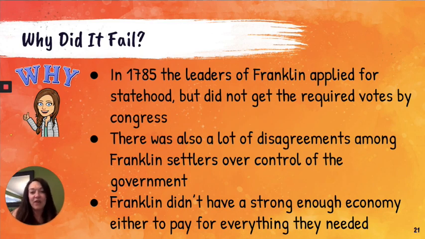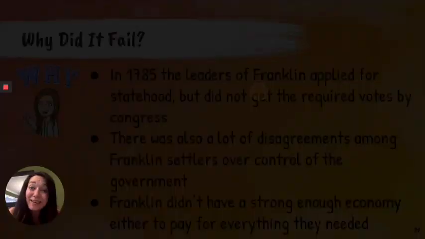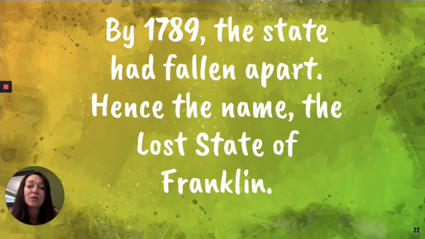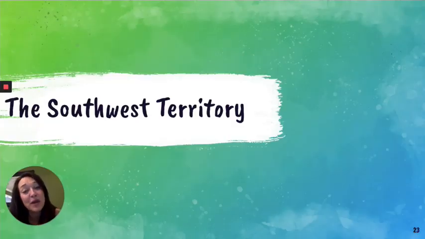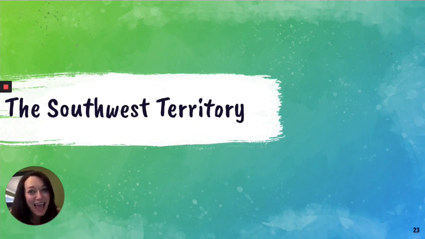In 1785, leaders from Franklin applied for statehood, but they didn't get the required votes from Congress. I'm going to tell you in just a few minutes all of the things it takes to become a state, and it's just really not easy. There were a lot of disagreements in Franklin over control of the government. And then at the end of the day, Franklin just did not have a strong enough economy to pay for everything that they needed. So sadly enough, in 1789, the state had fallen apart, hence the name Lost State of Franklin.